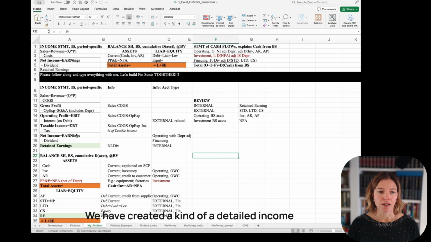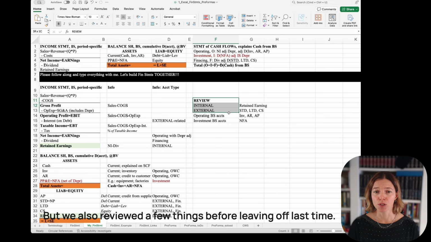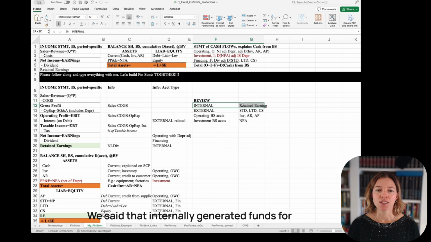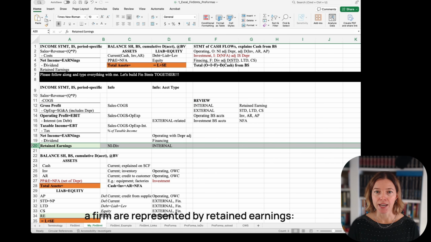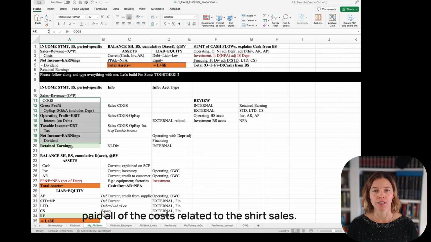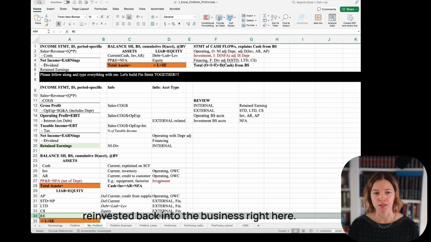We have created a kind of a detailed income statement here and also a balance sheet. But we also reviewed a few things before leaving off last time. Before moving this information off, let's re-review. We said that internally generated funds for a firm are represented by retained earnings, what's left over after they've sold the shirts and paid all of the costs related to the shirt sales. Retained earnings are retained and reinvested back into the business right here.